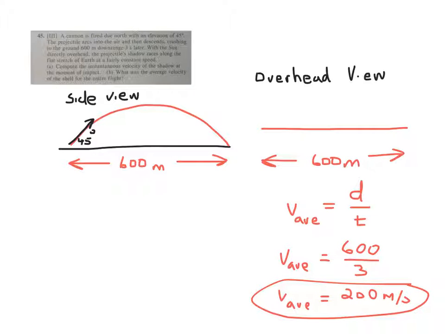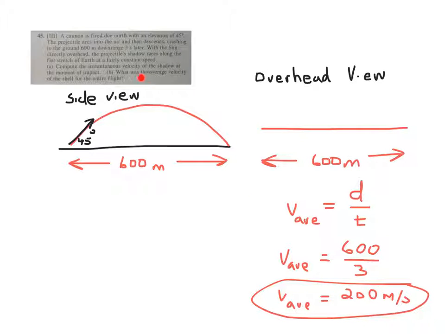AP Physics, page 53, homework, problem number 45. This is really a simple perspectives question. We really don't need to worry about projectile motion so much here. The side view right here is really not that important to us.